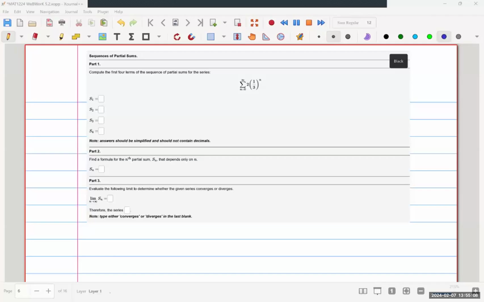Right, this is question 6. So we have a little bit more parts here, but the first part is the same as what we've been doing. First four terms, we find the partial sums.